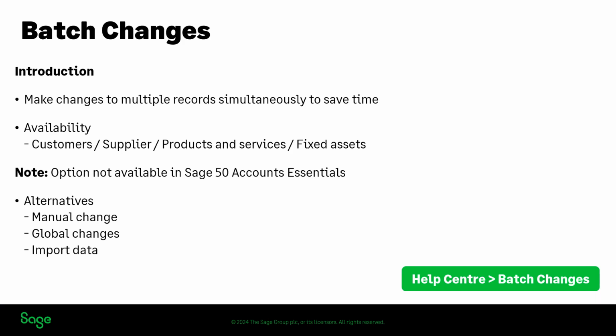Let's head back to the slides for a moment. This option that we're covering today isn't available in Essentials, but you never know, it might just be another tick on the list of things that you would benefit from if you do upgrade to a higher level. Now, there are alternatives to what we're covering today. Obviously, you've always got the option to do a manual change. If you do want to go through things like credit limits one at a time and specifically review each account, then that may be the better option for you.